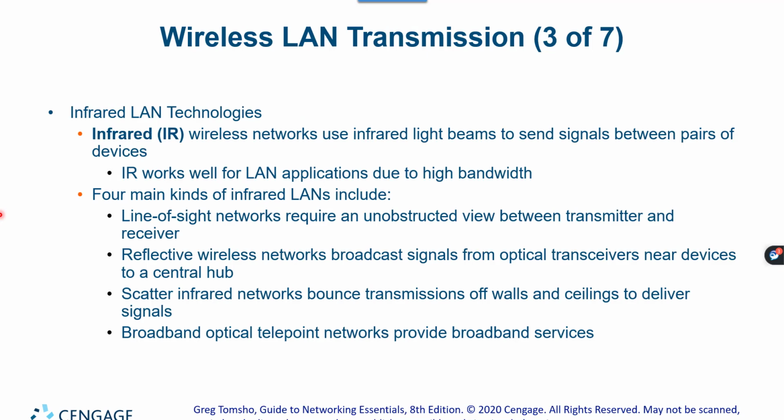Infrared wireless networks use infrared light. Infrared light is not visible to people, and it's going to send information back and forth between devices. It doesn't work well outdoors because we have interference from ultraviolet light and the sun. Also, you need to have line of sight, so the devices need to be able to see each other with nothing in between them. So we typically don't see these infrared networks in use that much.